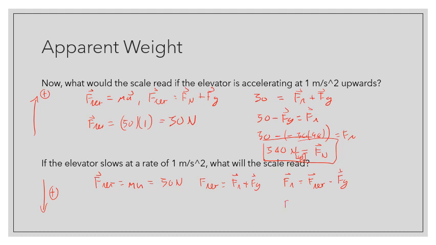So to find the normal force, we do F net, which is 50, minus Fg. Fg is 490. So that turns out to be negative 440 down, or 440 newtons up.